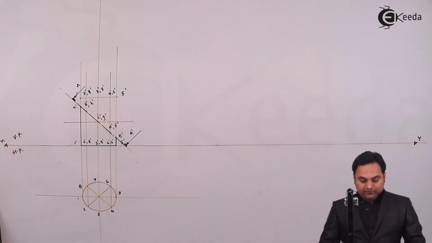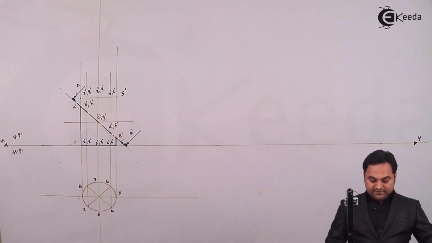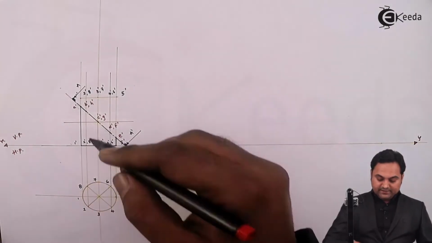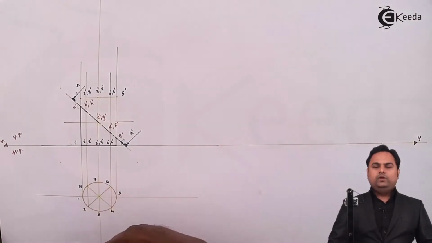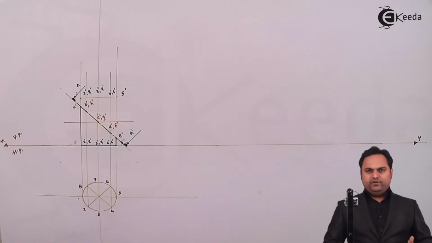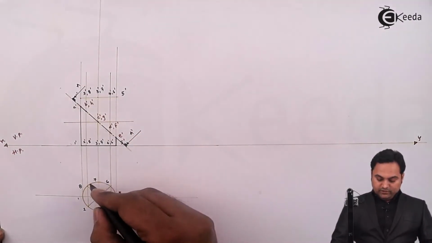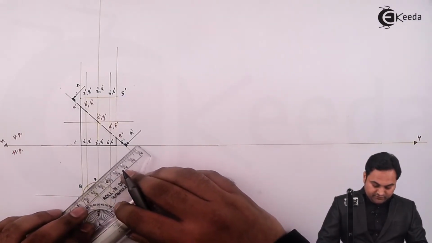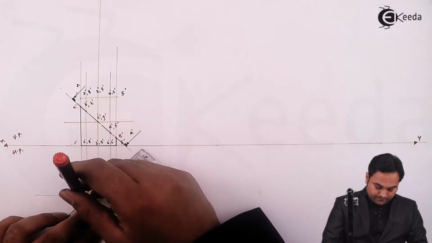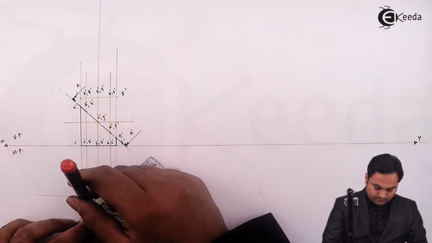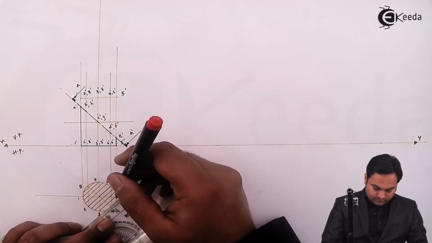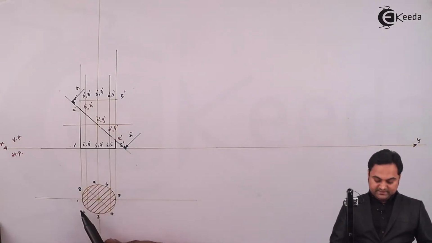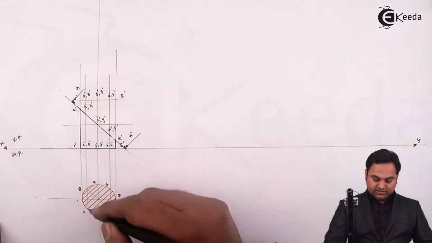Now for the sectional top view, we have to draw the section lines over here, and section lines are inclined at 45 degree. When we are looking from top, this entire circular portion will be visible. It means from the top view, if we are looking at this cut cylinder, it will look like a circle, with sectioning lines inclined at 45 degree. So this is the sectional top view, in which the entire circular base is visible.